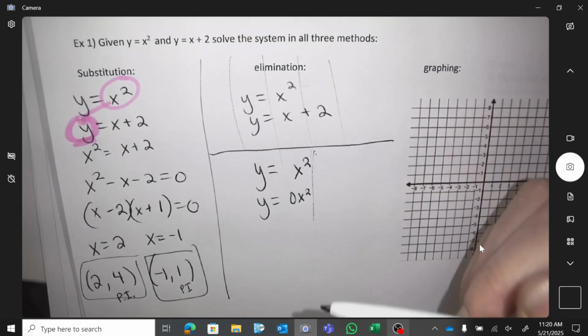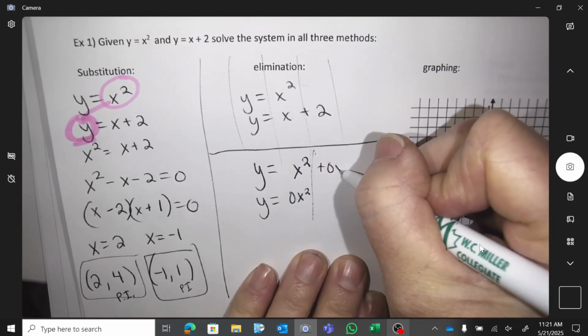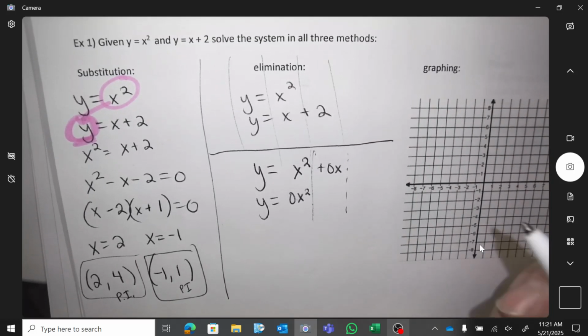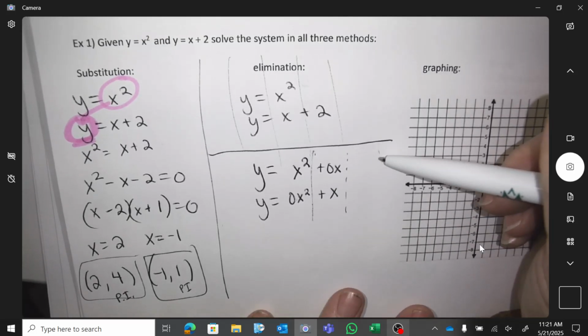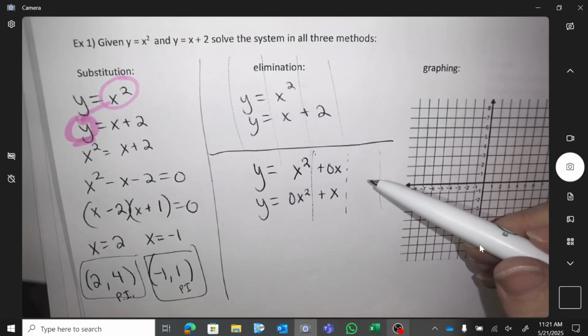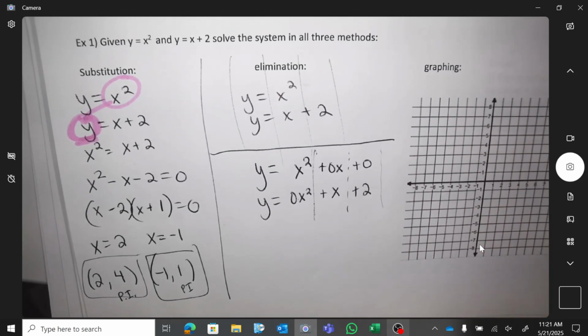If I think about the next column, it would be my x column. So technically that would have no x's in it, and that had an x. And if I move to my next column, it would be just the number. So this had no numbers, and that had a 2. So I just rewrote the equation with placeholders because I wanted columns: x squared, x, number. Now I've reorganized them so that they're stacked, organized, right?